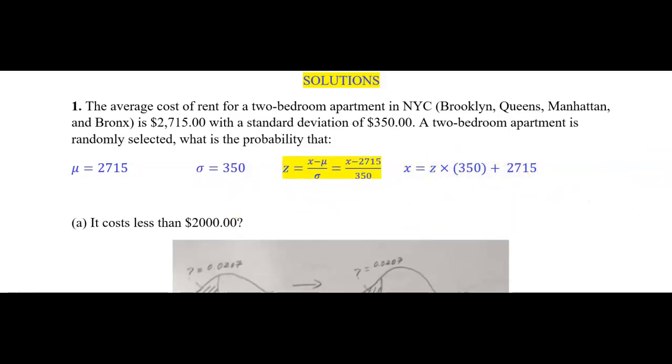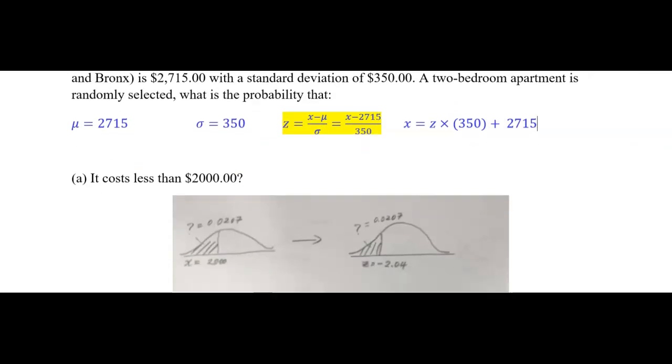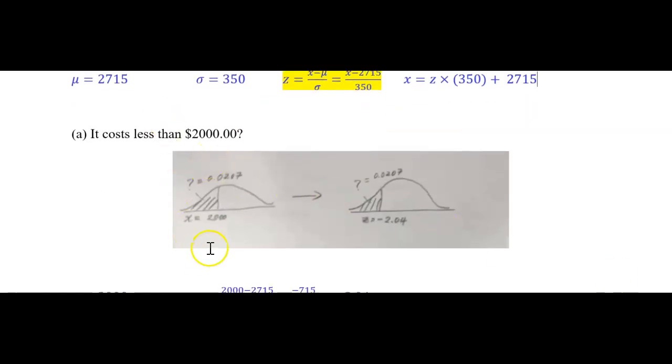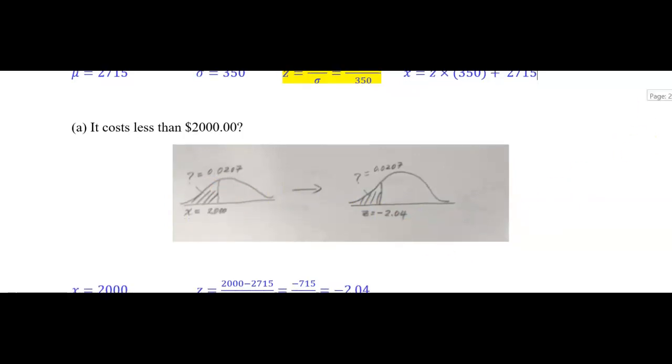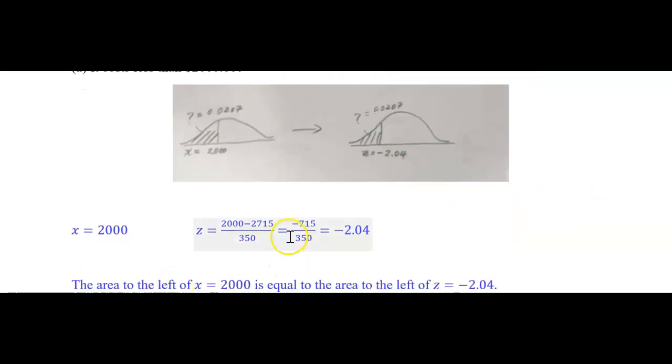Okay, so it costs less. So we select an apartment. What is the probability that it costs less? See what I did? I draw the picture. 2000 has an area to its left. Find the z-score for 2000. You will see that it's negative 2.04. I did the calculation here.